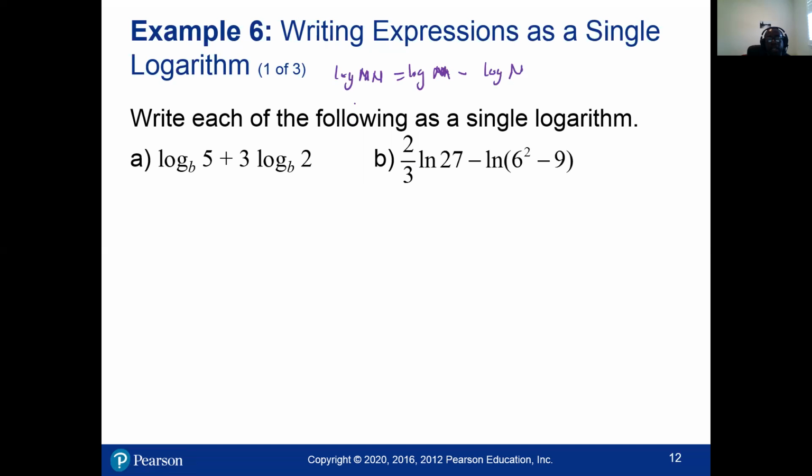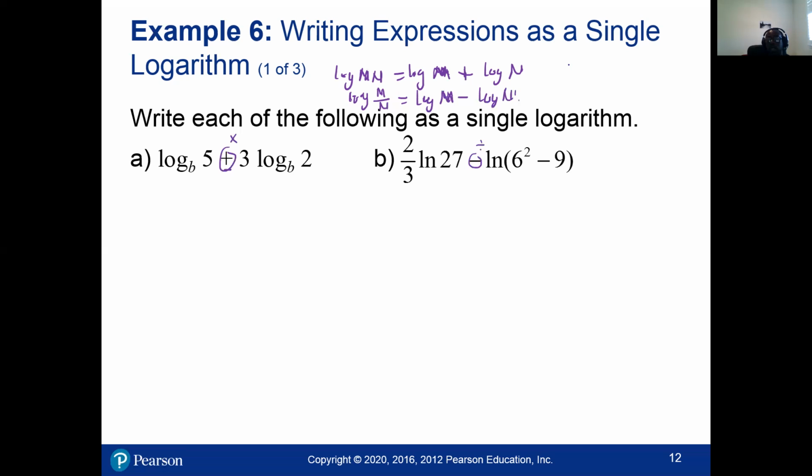And if you have the difference, if you have log m divided by n, it becomes log m minus log n. So we're going to apply that, write it as a single log. If you have the sum, it becomes a product. If it is minus, it becomes a division, right?